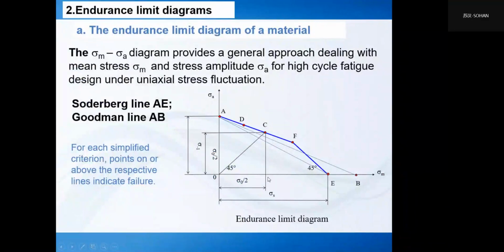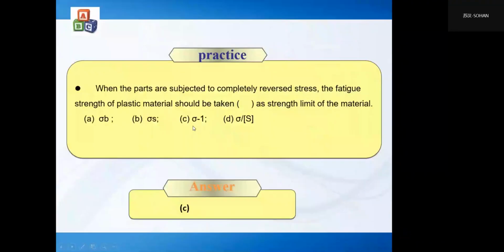Sigma S for what? Ductile, right? Sigma S is for ductile materials under static stress. Sigma S is the yield stress. It's for ductile material under static stress. And this is for brittle material under static stress.